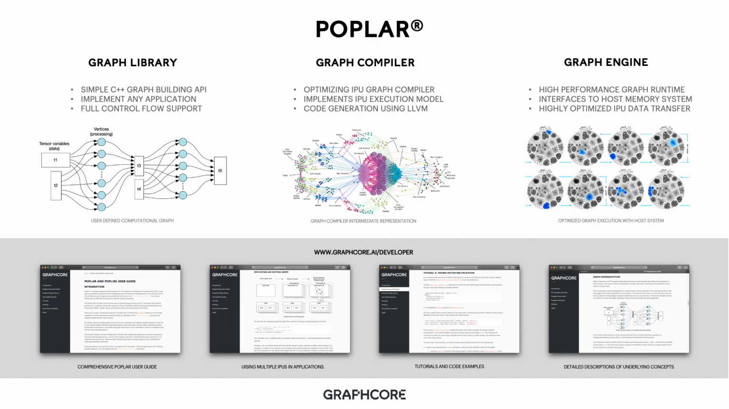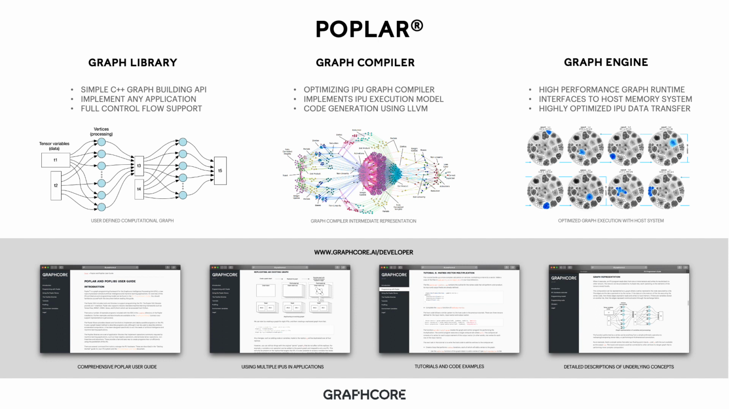POPLAR, from which the POPLAR SDK takes its name, is the core software technology used for programming IPUs. It consists of three main components: the graph library, the graph compiler, and the graph engine. The graph library is a simple C++ graph building API. This allows the specification of computational graphs for execution on IPU. It supports the execution model described earlier for IPU devices. This allows users to implement any application, including full control flow, and program the IPU directly. It is also used as a target for the machine intelligence frameworks to talk to POPLAR. This seamlessly integrates POPLAR with systems such as TensorFlow and PyTorch.